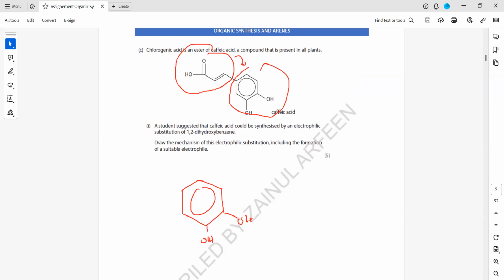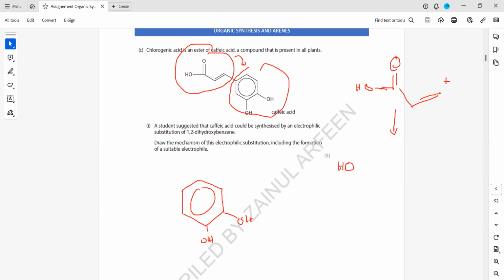So how to represent the electrophile? Because whenever we want to add this carbon chain, that is alkylation. So we normally use aluminium trichloride and acyl chloride to produce the electrophile. So what electrophile do we want? This is the electrophile we need, like OH, then we have double bond, O is there. So this is the electrophile which we need. We want to produce it. So how can this electrophile be produced?